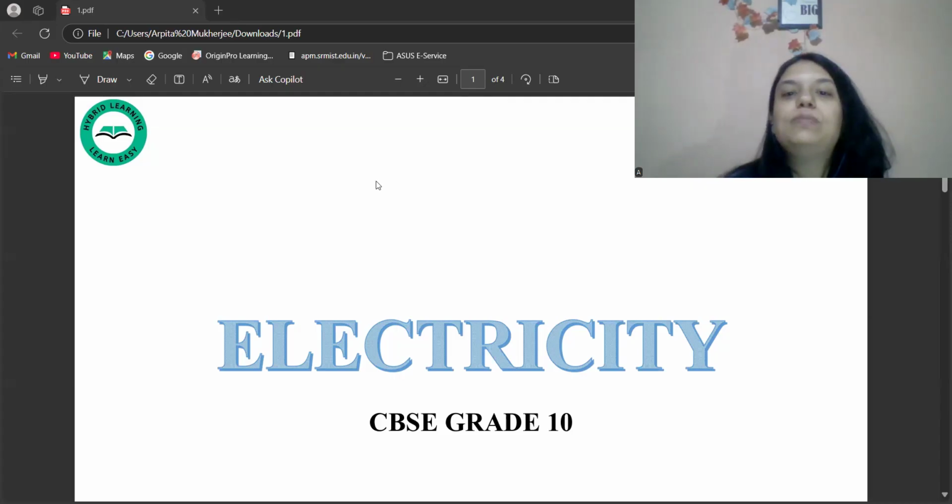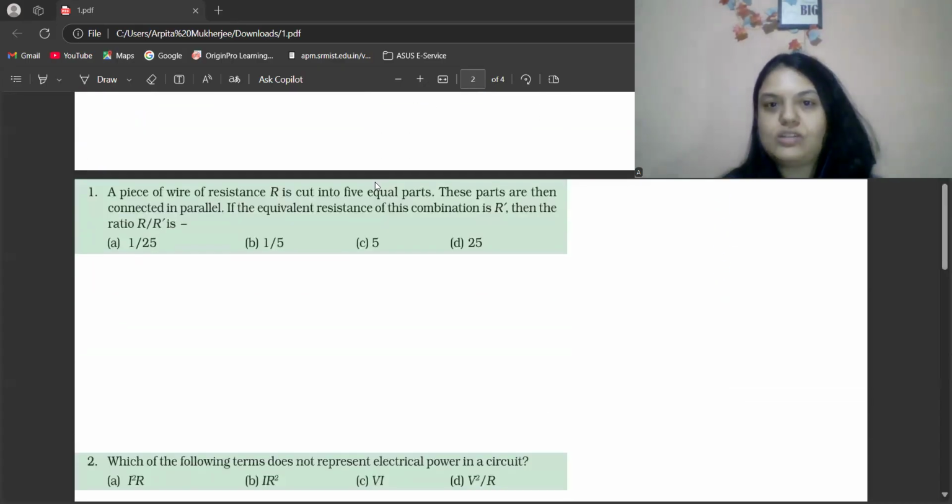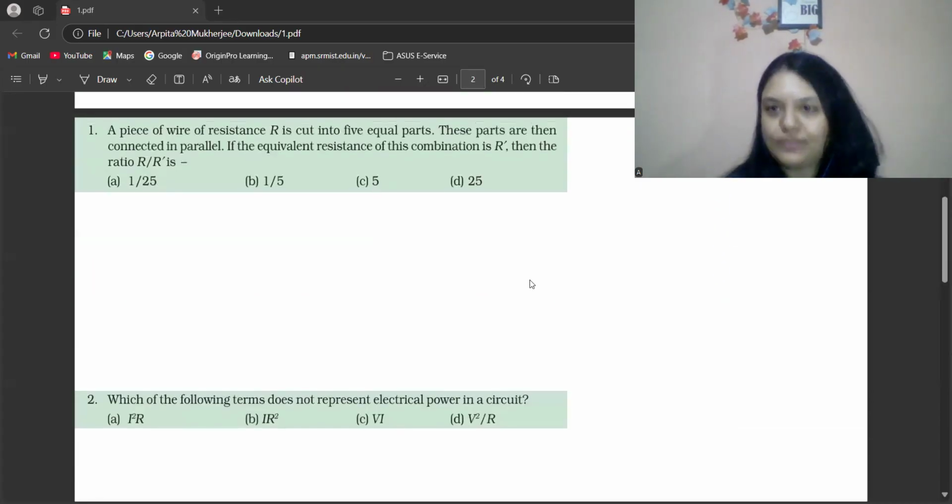So first, we will be doing the MCQ questions from NCERT. Let's start one by one. So the first question: a piece of wire of resistance R is cut into 5 equal parts. These parts are then connected in parallel. If the equivalent resistance of this combination is R prime, then the ratio R by R prime is.